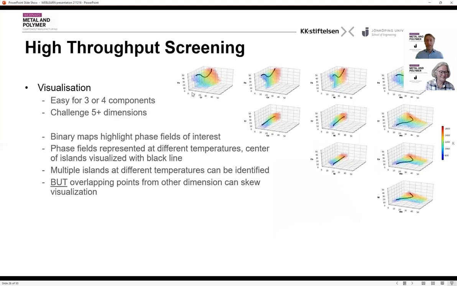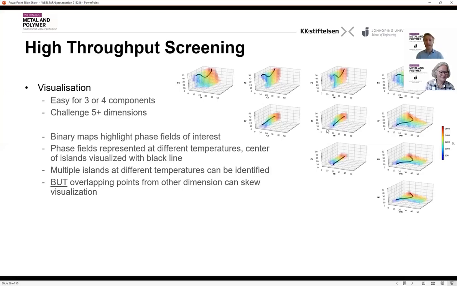Each color you can see within these plots highlights a temperature, blue being low temperature up to red being high temperature. This is for a fairly standard iron, cobalt, chrome, manganese, nickel high entropy alloy system. And I will talk a bit more about this in that case study shortly.